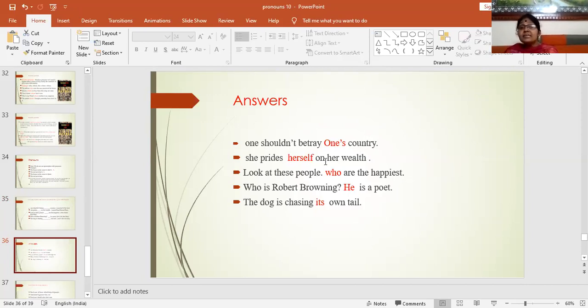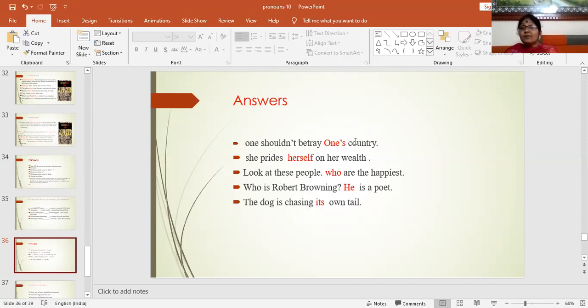She prides herself on her wealth. Look at these people who are the happiest, right? Who is Robert Browning? He is a poet. The dog is chasing its own tail. If you put apostrophe s, then it becomes it is. So here we have to use its, right? So what should it be?